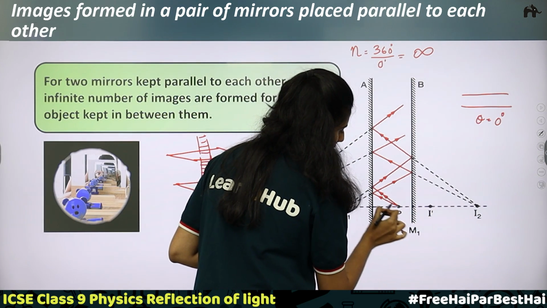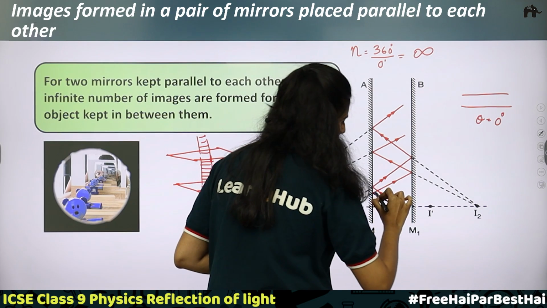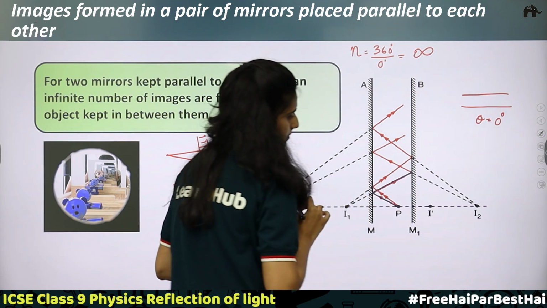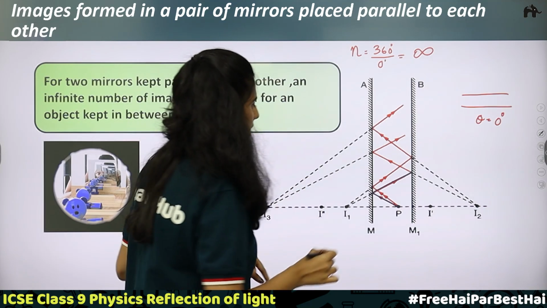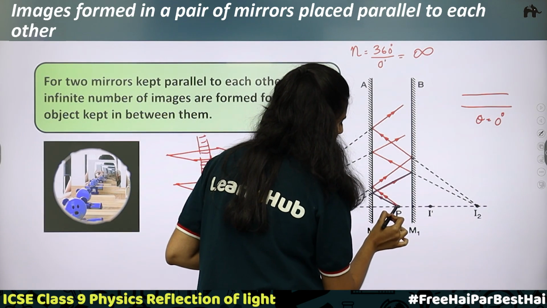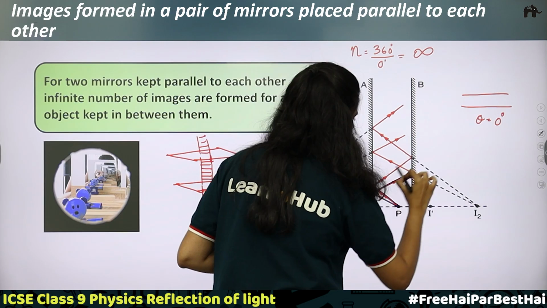First light ray is striking AM. What is happening? It is getting reflected. Second light ray, this is the second light ray. It is also getting reflected.